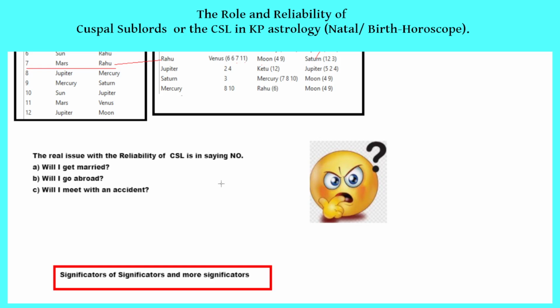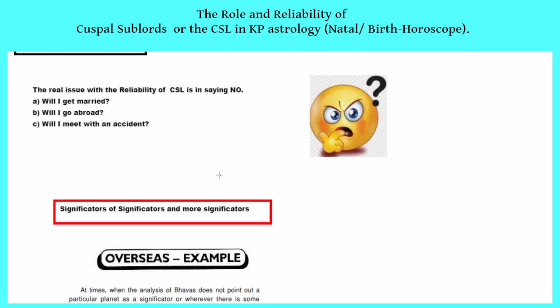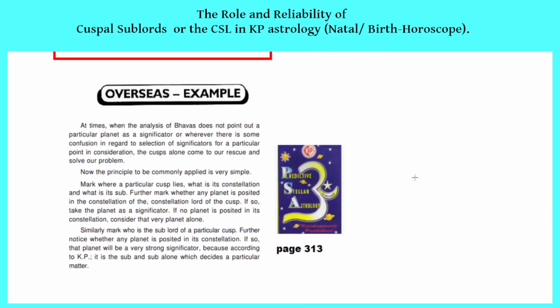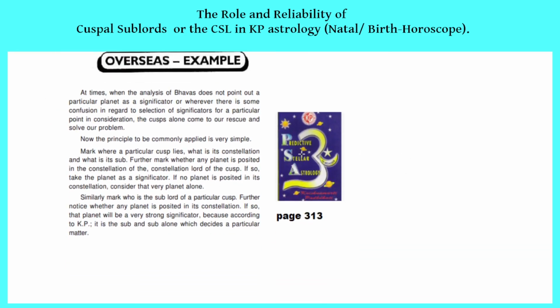Now, on top of it, I discussed the scope of the Cuspal Sublords, and now let's see how these Cuspal Sublords keep on getting more and more signification. Here is one example from the book Stellar Astrology. In the current edition, I guess, you will find this on page number 313. I have just taken a small introductory text from this article, the overseas example. You can find this article in this book.